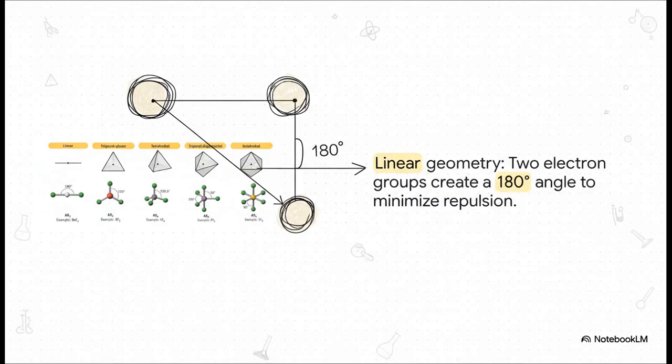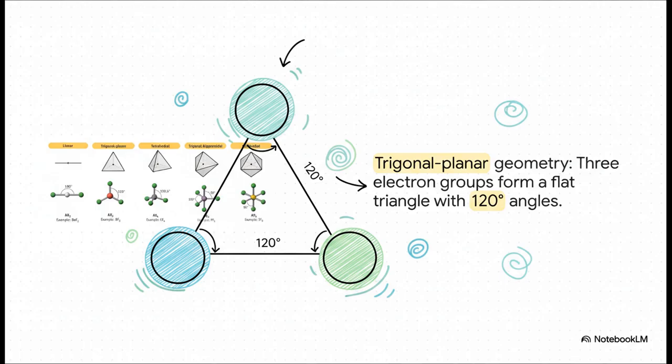So let's see how this plays out. Imagine you've got a central atom, and it's bonded to two other things. How do those two groups get as far away from each other as possible? Well, they go to opposite sides, forming a perfectly straight line. That's a 180-degree angle. We call that a linear shape. Simple, right?